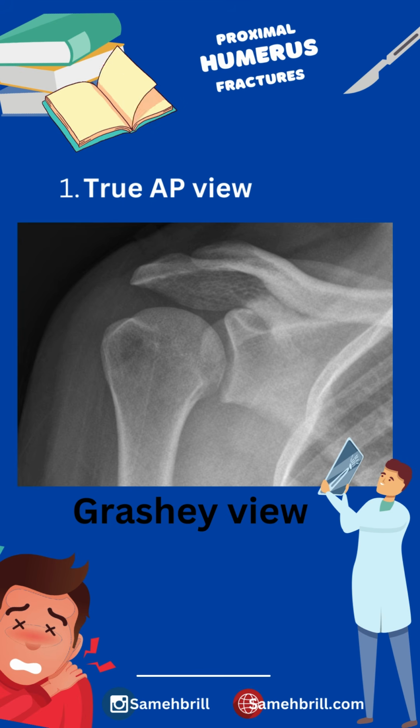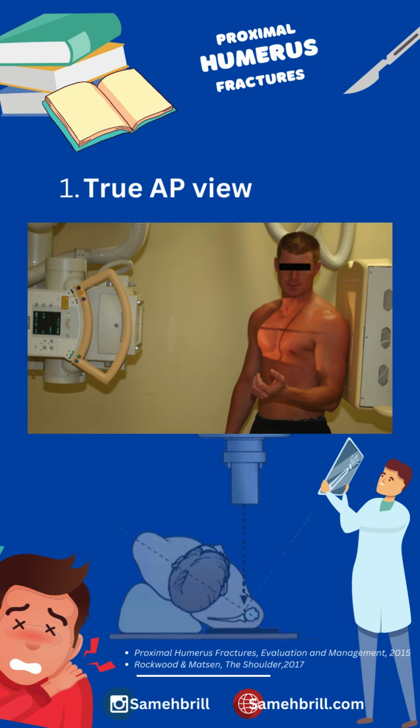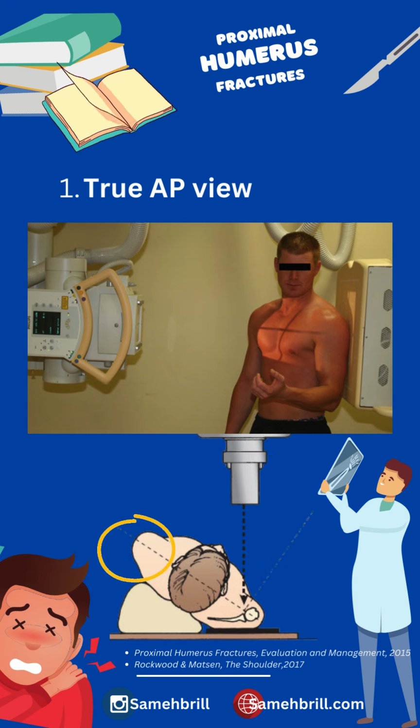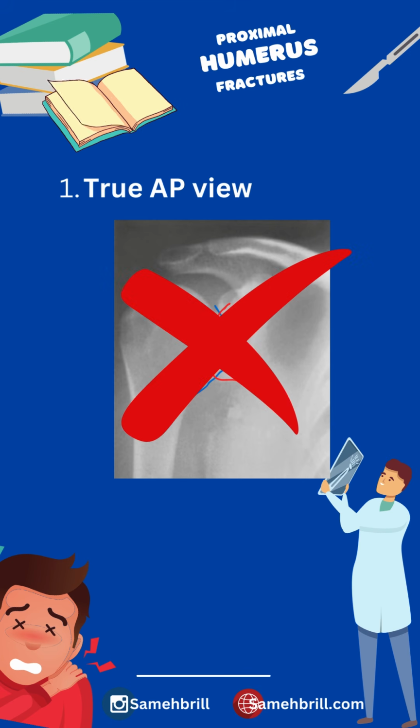Let's start with the true AP view, which is also called the Grashey view. In order to obtain a true AP view, there are several ways to do so. The simplest way is to rotate away the unaffected shoulder 30 to 40 degrees, allowing the injured side to rest upon the X-ray cassette. Notice if the AP radiograph is taken without performing this maneuver, there will be an overlap of the head with the glenoid rim, and that's not a true AP view.